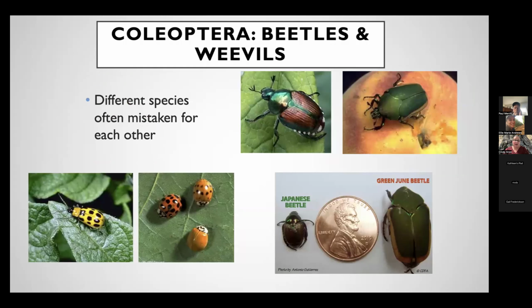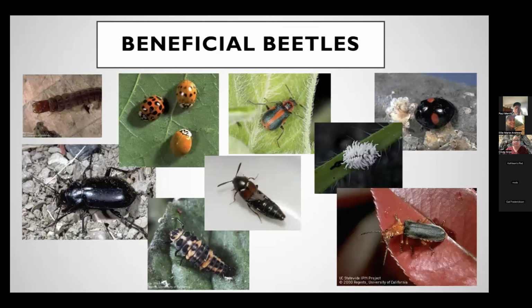And different species are often mistaken for each other. So this spotted cucumber beetle is not the same as a ladybird beetle. The one on the left causes damage. The one on the right is a predator. This Japanese beetle is not the same as this green June beetle. They might have similar markings and be confused with each other, but some are good predators and some are pest species and then some are neutral. They exist, they're there, they're not attacking your crop.